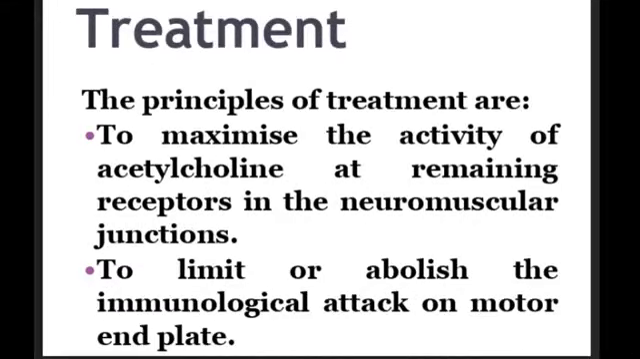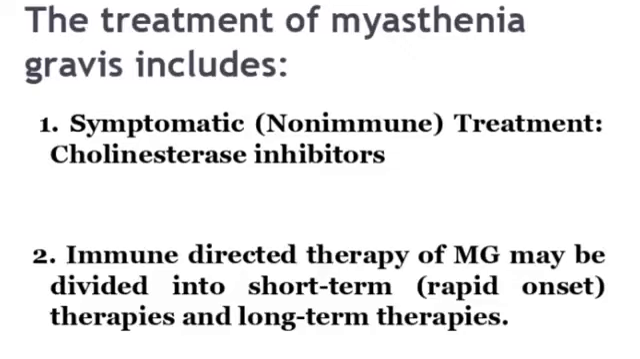Treatment. The principles of treatment are to maximize the activity of acetylcholine at the remaining receptors in the neuromuscular junction, and then to limit or abolish the immunological attacks on the motor endplate. The treatment of myasthenia gravis includes, first, symptomatic non-immune treatment by cholinesterase inhibitors. The treatment with these drugs provides symptomatic benefit without influencing the course of the underlying disease, and the mainstay of treatment is pyridostigmine at doses individually determined.